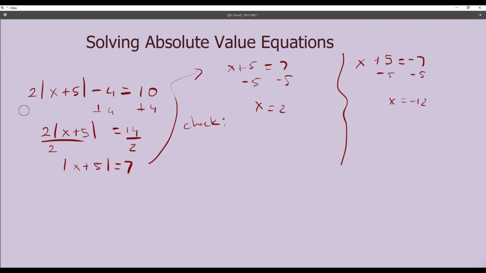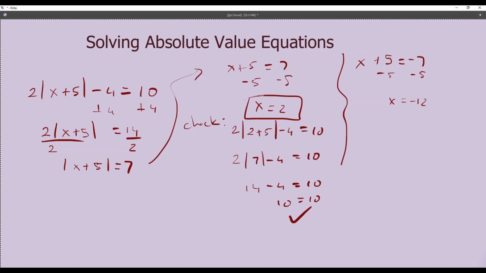So you put into the original equation, this one right here. So you have 2 times absolute value of 2 plus 5 minus 4 is equal to 10. And then you do the absolute value first, because absolute value is kind of like your parentheses, they go first. So you have 2 times the absolute value of 7 minus 4 is equal to 10. What's the absolute value of 7? 7. And 2 times 7 is 14. So 14 minus 4 is 10. 10 is equal to 10. That works. So we take this solution.